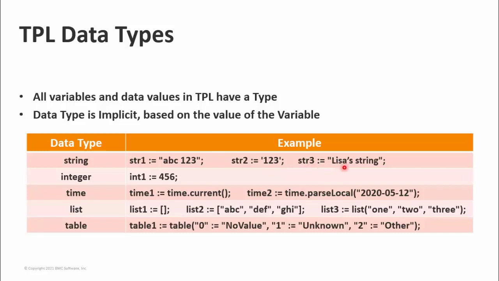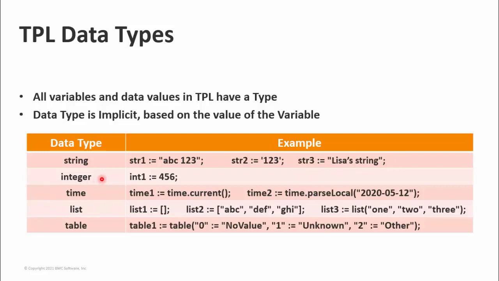Str3 :equal in double quotes Lisa's string, and there's a single quote inside of the string. This single quote is ignored because the string is enclosed in double quotes. Likewise, if you enclosed a string in single quotes, then any double quotes inside the string would be ignored.